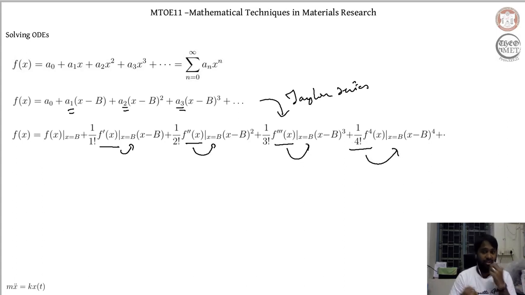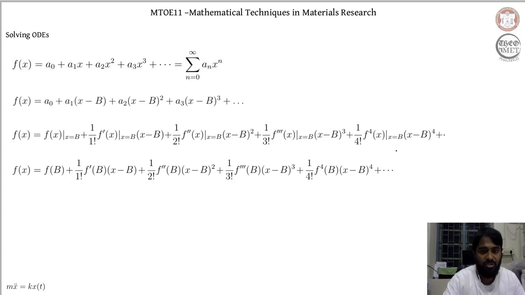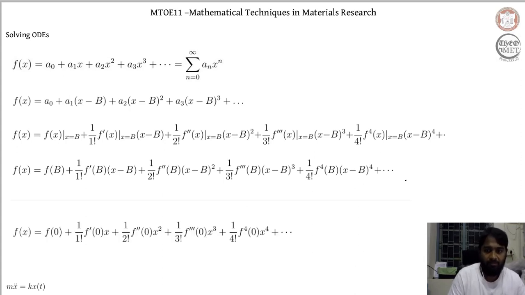Now what I end up having is a generalized expression for a solution that is differentiable at any random point b. Originally, I had a solution that was differentiable at 0. Now I have a solution that is differentiable at any random point b. Now when you substitute your b as 0, you end up having your original Taylor series.